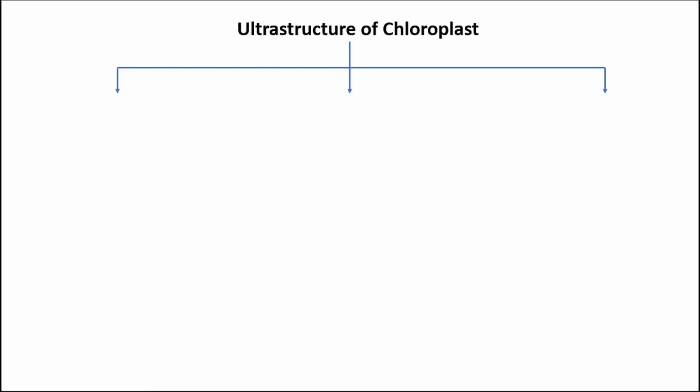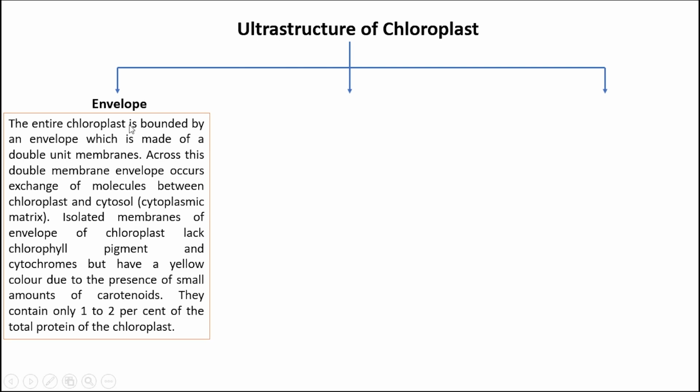First, envelope. The entire chloroplast is bounded by an envelope which is made of a double unit membrane. Across this double membrane envelope occurs exchange of molecules between chloroplast and cytosol. Isolated membranes of envelope of chloroplast lack chlorophyll pigment and cytochromes but have a yellow color due to the presence of small amounts of carotenoids. They contain only 1 to 2% of the total protein of the chloroplast.